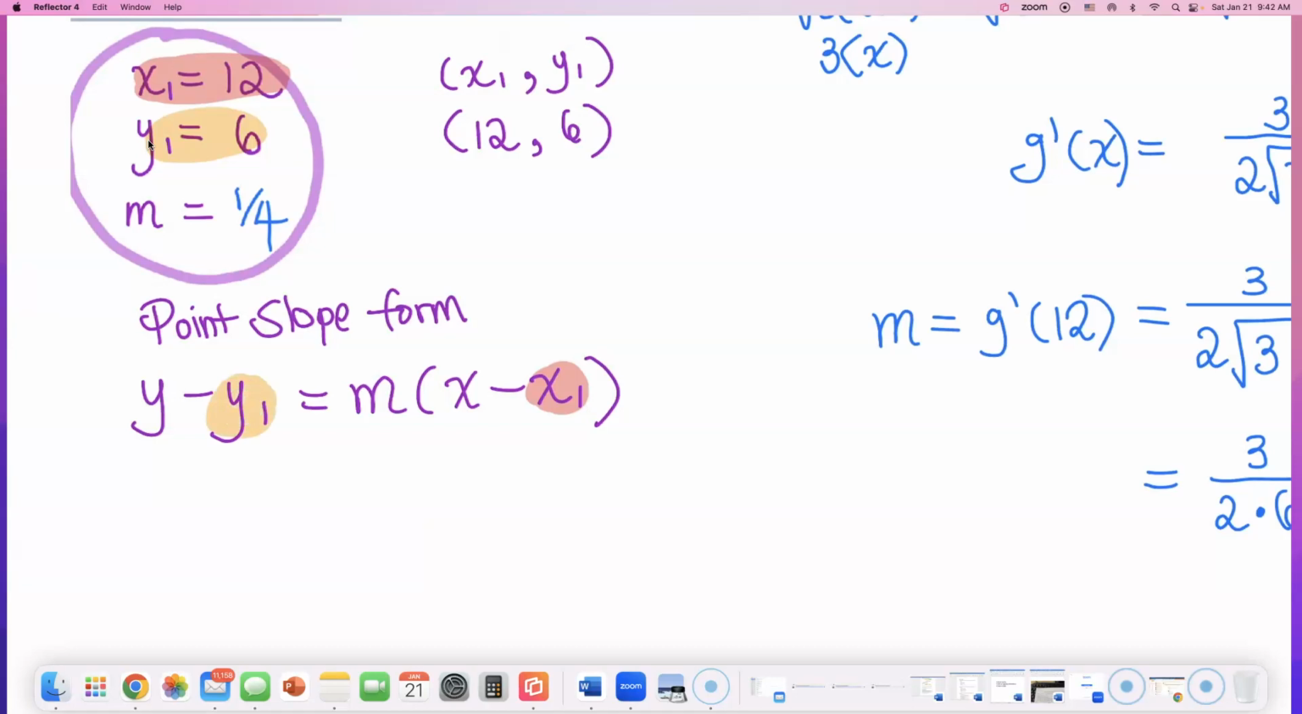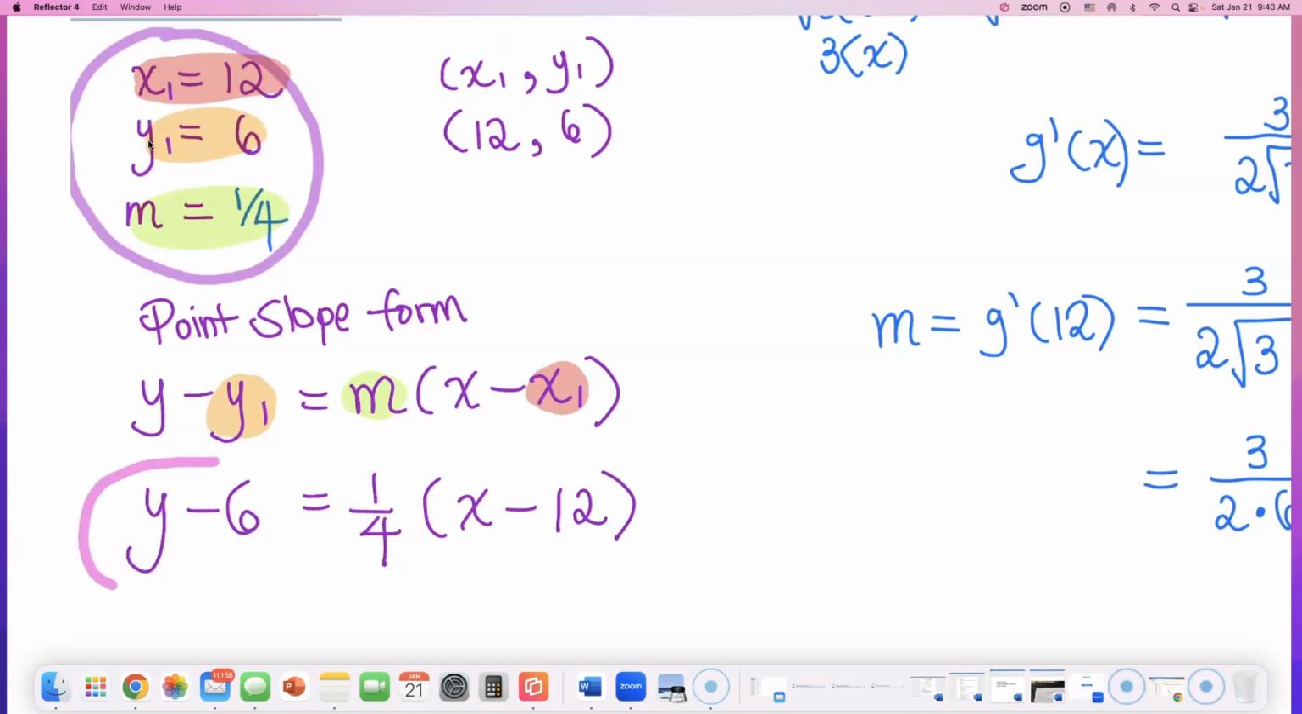And the last one, the one that took a long time to figure out, this quarter is going to be your slope. So let's write the final answer. I have to say y minus what? 6. Right after the equal sign, we need 1/4, open parenthesis, and we do x minus what number? 12. I am done. This is the equation of a tangent line in point slope form.